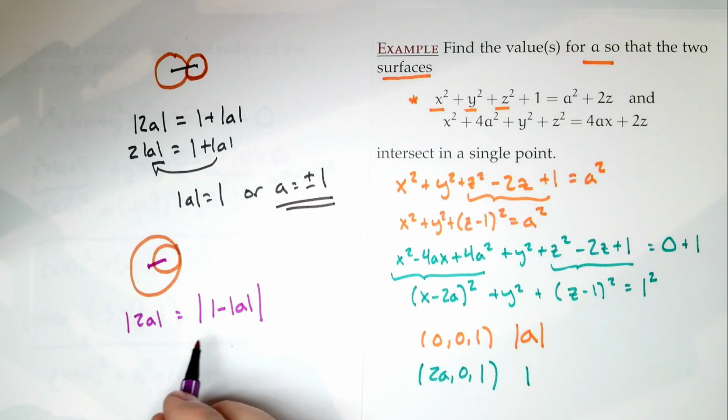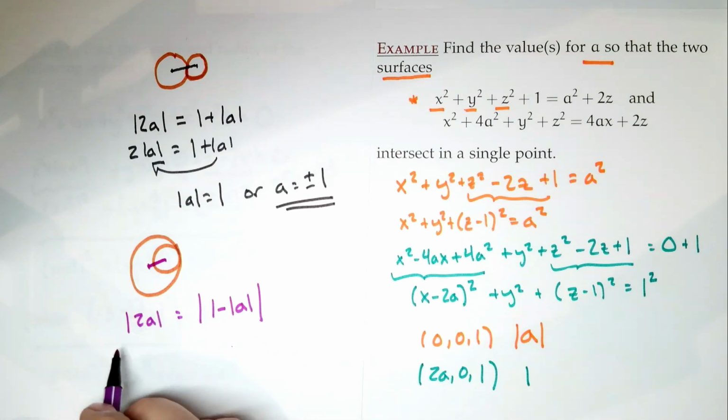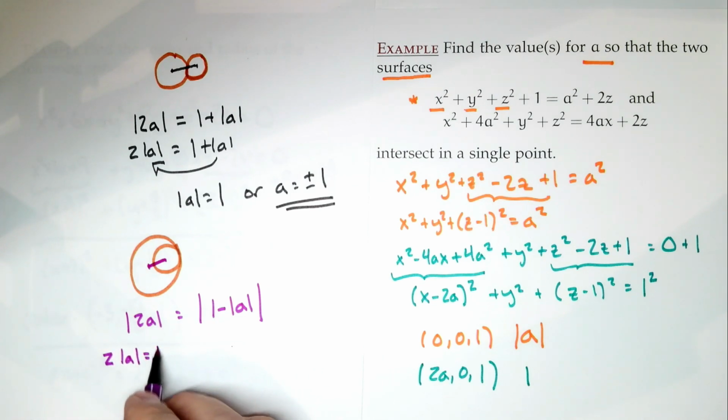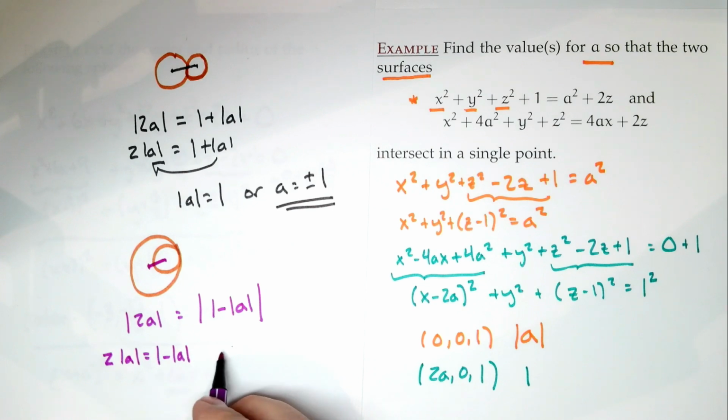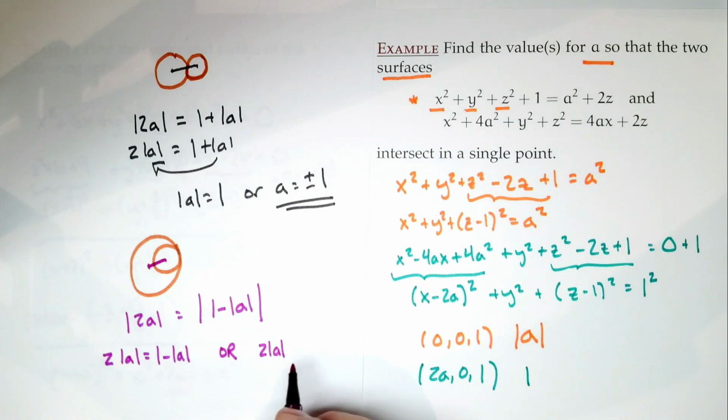Well, there's two possibilities here. First off, I can still pull the 2 out, which is that the absolute value does nothing, which would say 2 absolute value of a equals 1 minus absolute value of a. Or it could be that the absolute value flips a sign. So 2 absolute value of a equals absolute value of a minus 1. That would be if I flip the sign.